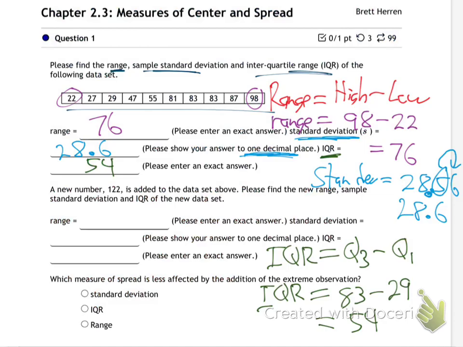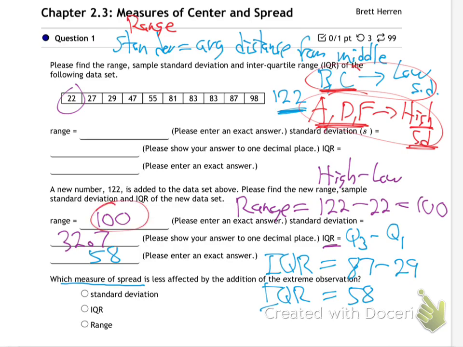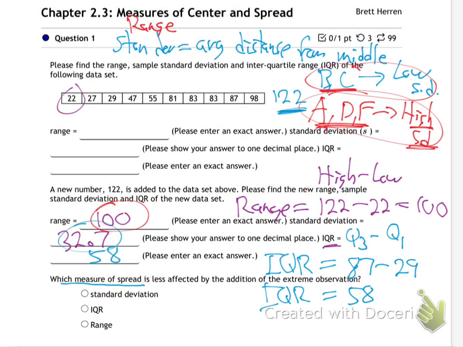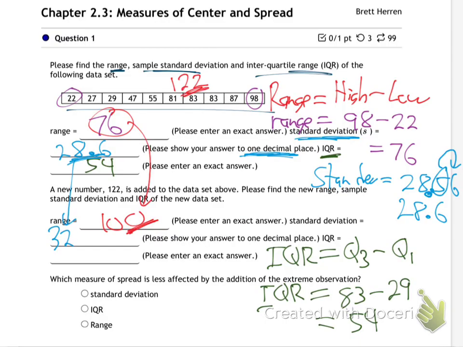So we got a range of 76 for the first data set. And what was our range for the second data set? 100. So I'll write that in, 100. So the range went from 76 to 100 when that new hotshot that got 122 on the exam entered the class, right? He or she made the range go up quite a bit. Now, what happened to the standard deviation number? It went from 28.6. That was the old standard deviation. What was the new one? I don't remember. 32.7. So the new one became 32.7. So it went up by about 5 or something, right? 28 to 32, around 4 or 5, whatever.